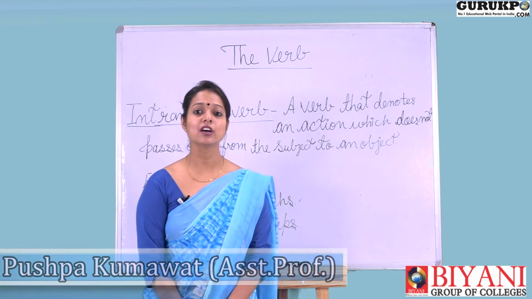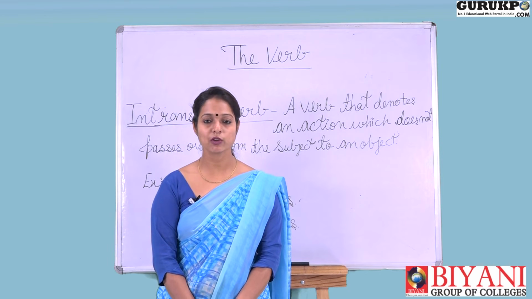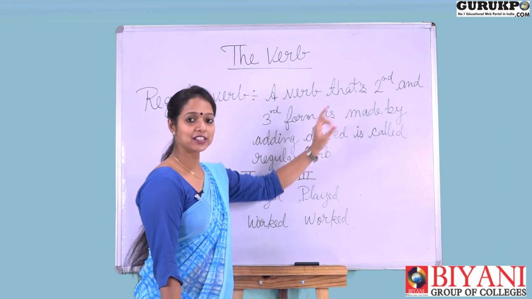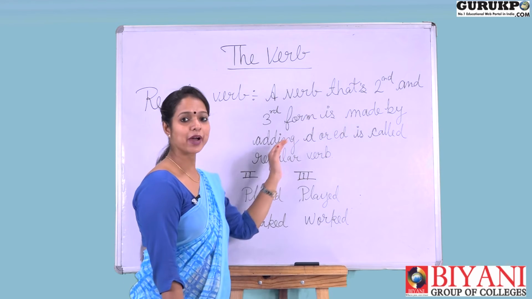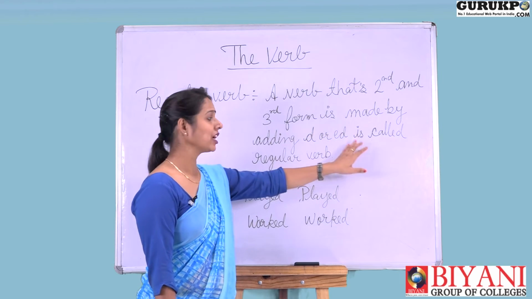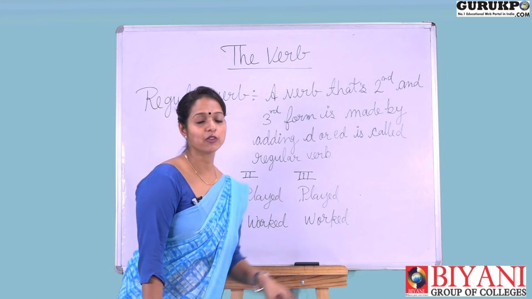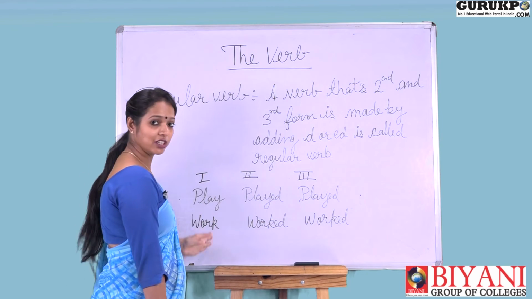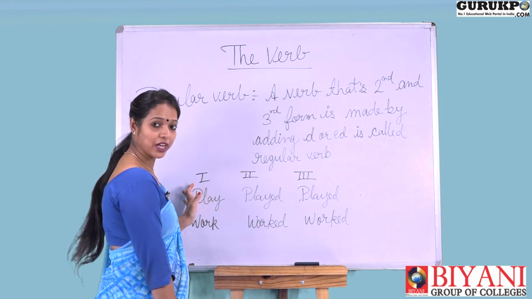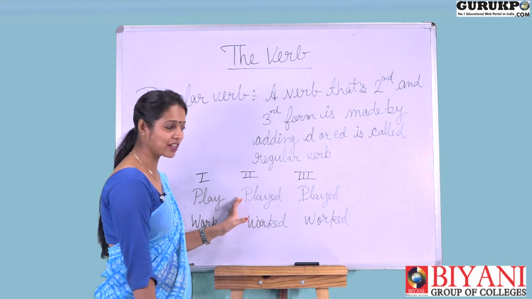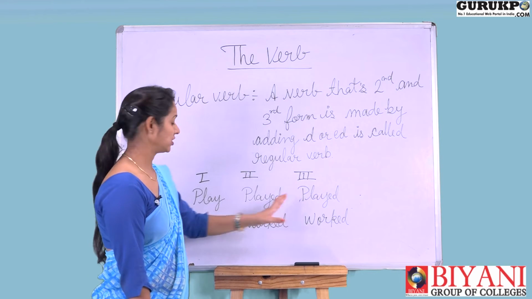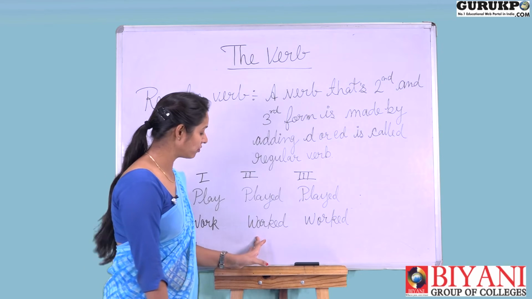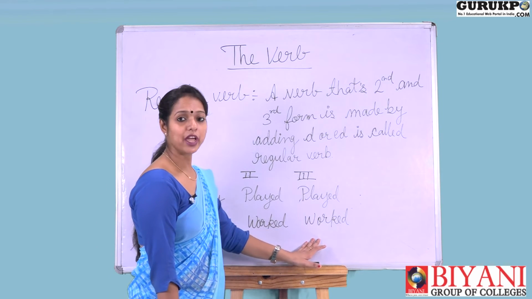Now we will see the regular verb and irregular verb. A regular verb is a verb whose second and third form is made by adding d or ed. For example, we have some verbs here like play and work. The first form of play is play, the second form is played and the third form is played. For work, the first form is work, the second form is worked and the third form is worked.